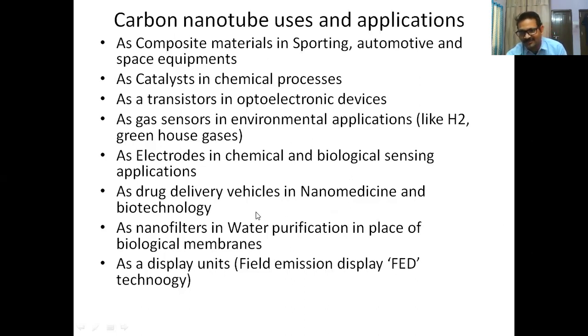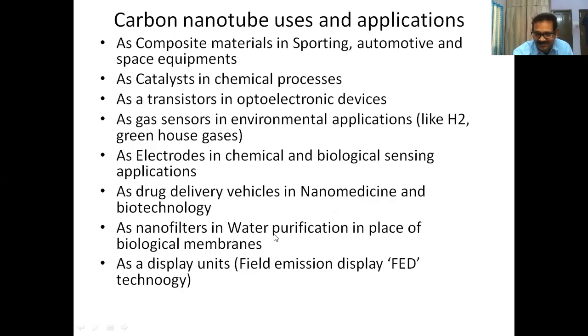Earlier, the drug was administered at set times. But nowadays, the same medicine is administered automatically. It will release the drug as per the prescribed time, so we do not have to take a drug many times. Even one drug taken orally will be administered and released as per the times. So these are drug delivery vehicles used in nanomedicine and biotechnology.